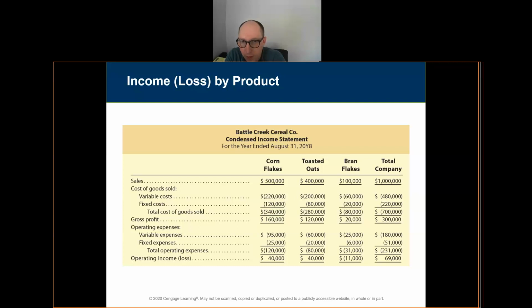Many of you know Battle Creek cereal as Post cereal, which is the name of the company. Battle Creek, Michigan is where they're based. So here's some data that we have from our friends over at Post. We have Corn Flakes, Toasted Oats, Bran Flakes. And here's the data that we have.